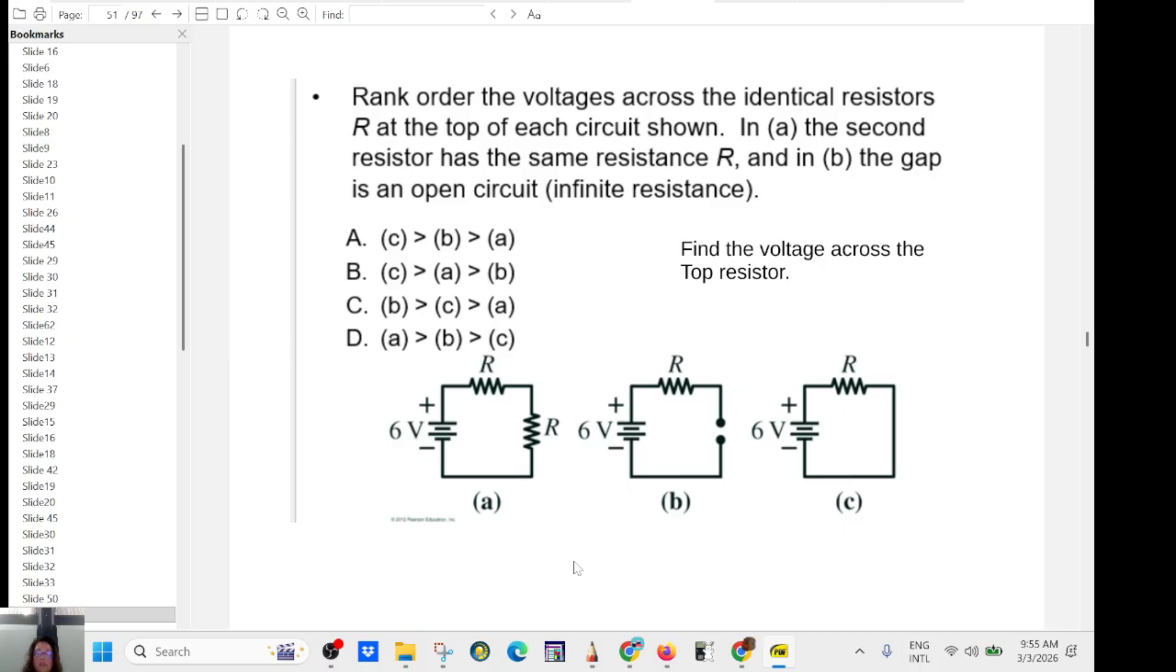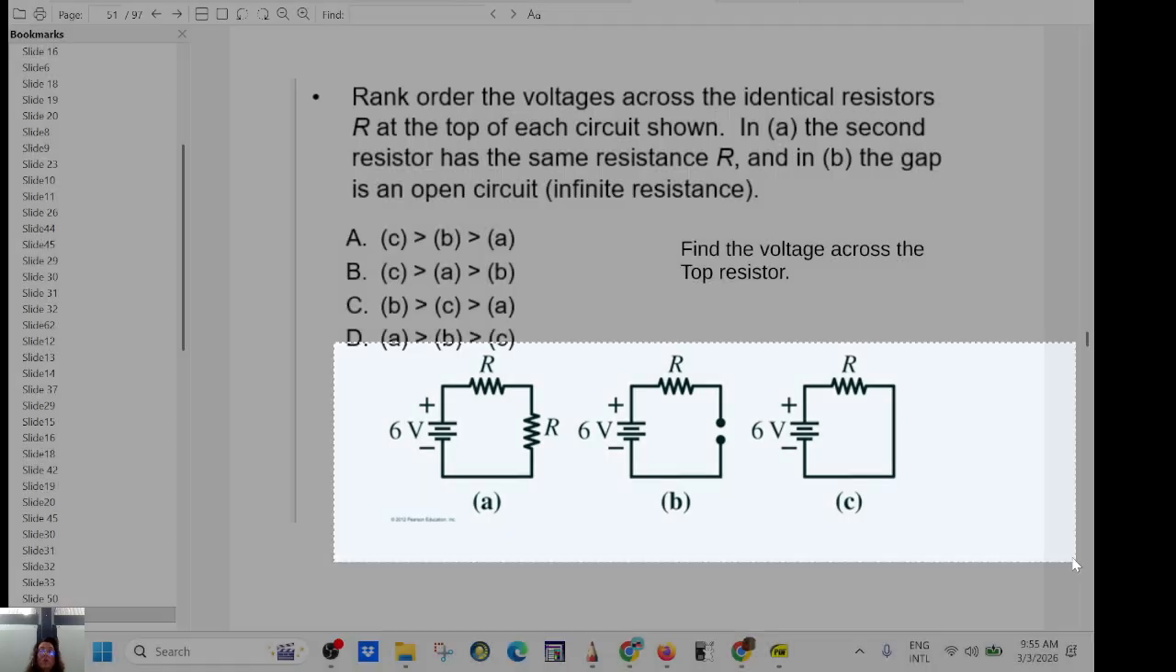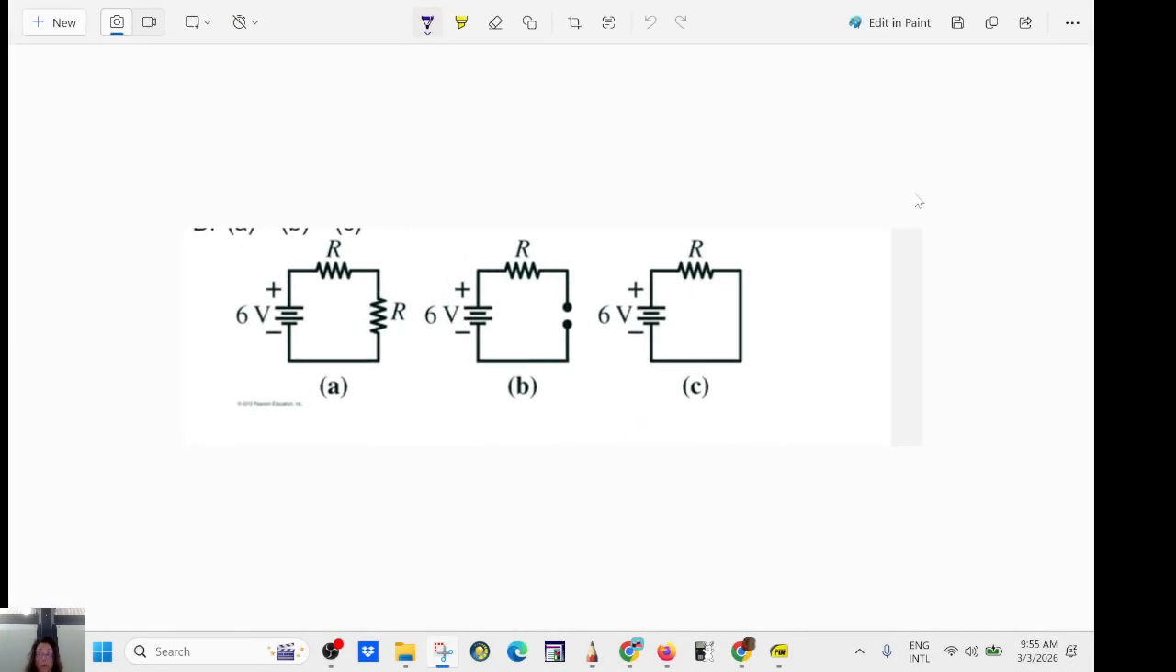In A, the second has the same rate B. Find the voltage across the top resistor. So one thing that students forget is that if you have no current flowing through a load, the voltage equals 0. If you have no current flowing, the resistance equals 0.